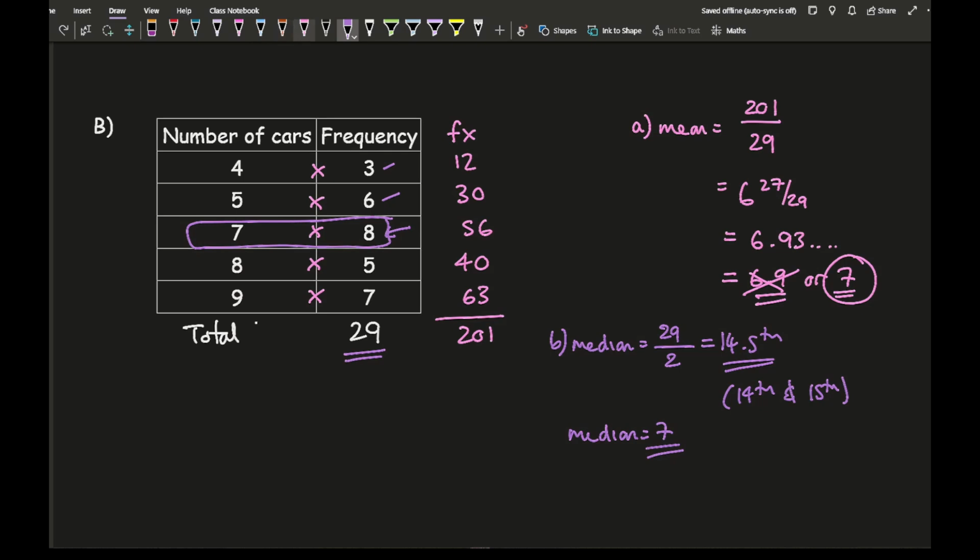Then what's left for me to work out is the mode. So which row has got the highest frequency, and that's going to be 7 again. And then for the range, it's the biggest number in our first column, which is 9, minus the smallest number in our first column, which is 4, and that's 9 take away 4, which gives me an answer of 5. So hopefully you've got those right, and this video makes sense for you to now work out the averages and the range from a frequency table.